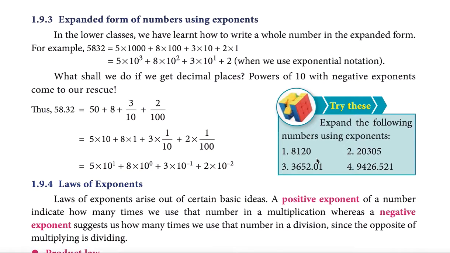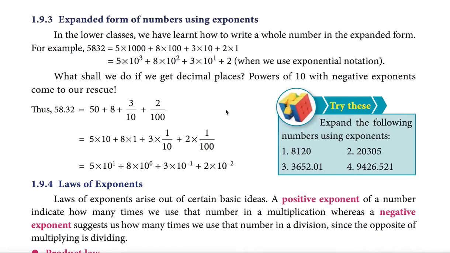Expanded form of a number using exponents. In the lower classes, we have learned how to write a whole number in the expanded form, for example 5832. When we use exponential notation, 1000 is written as 10 cube, 100 is 10 square, 10 is 10 power 1.